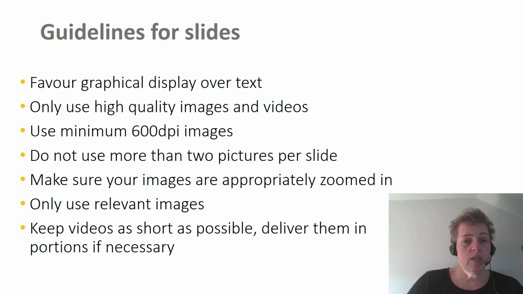To continue for slides, favor graphical display over text. Only use high quality images and videos, so use a minimum of 600 dpi per image, but keep the file size of those images and videos as small as possible. Do not use more than 2 pictures per slide. Make sure your images are appropriately zoomed in. If you want to show a lesion on a horse's foot, make sure you crop out the concrete floor around it. Focus on the area of interest.